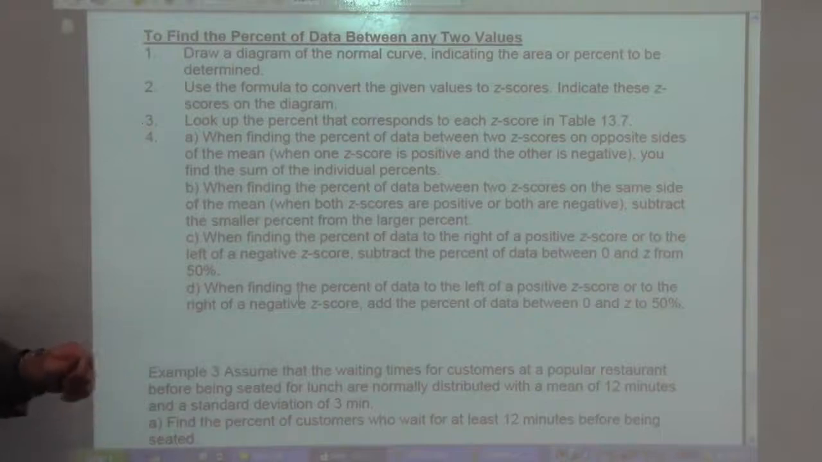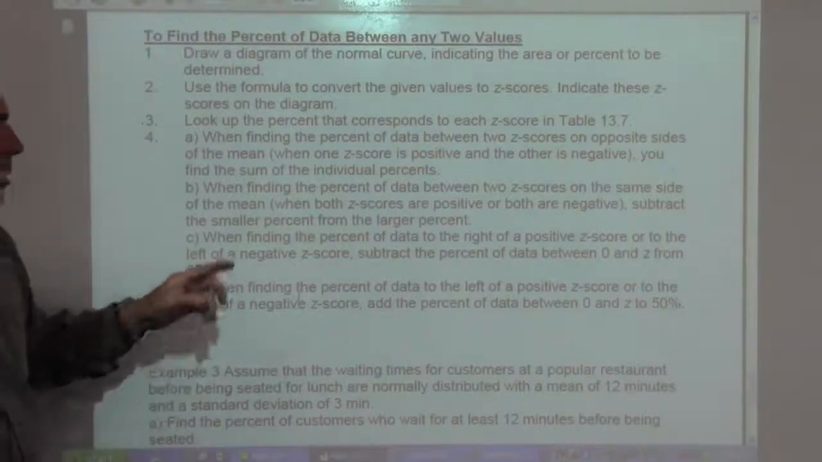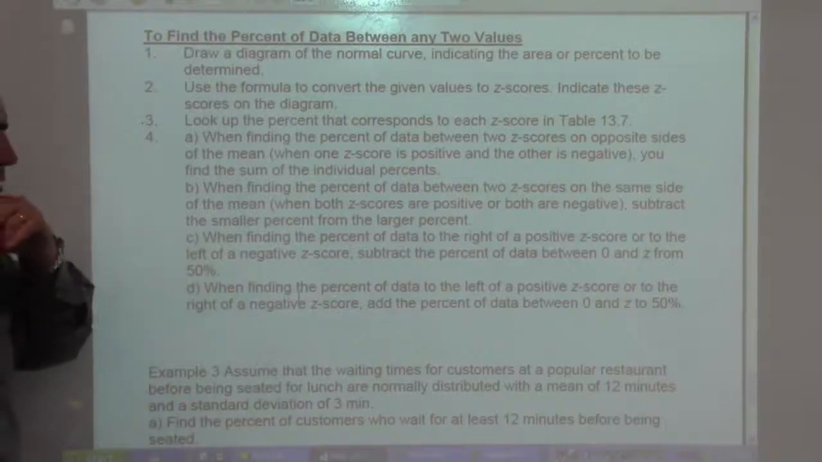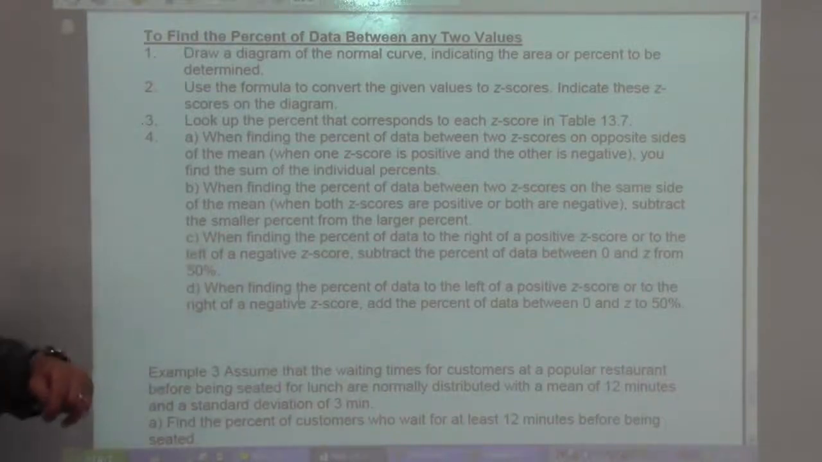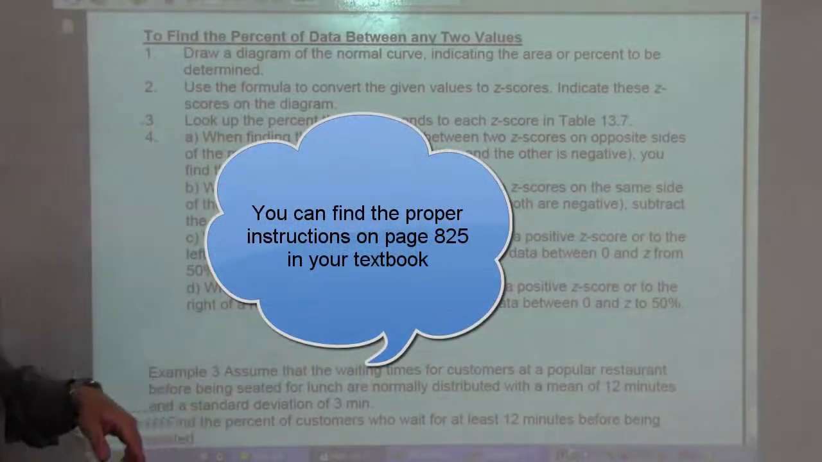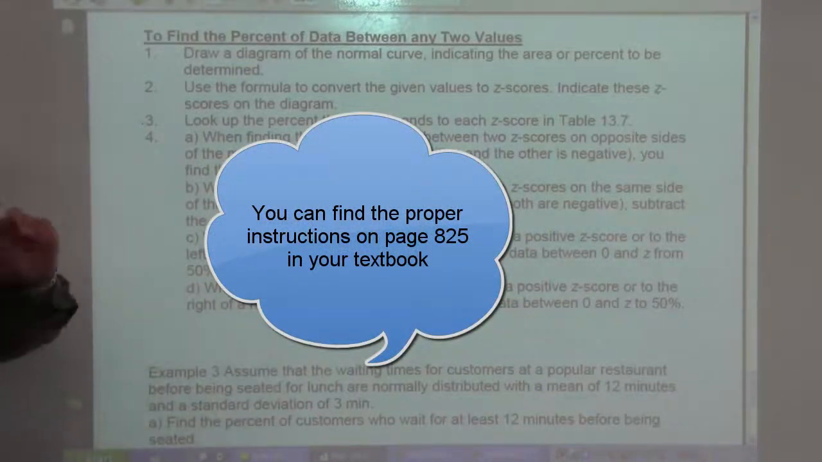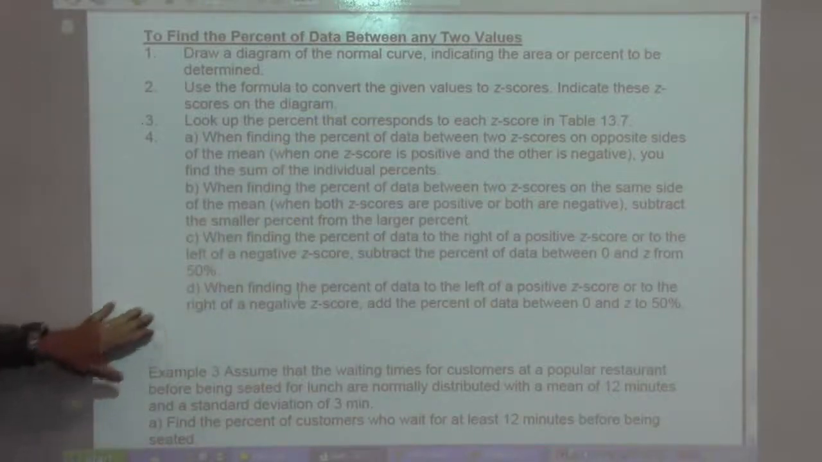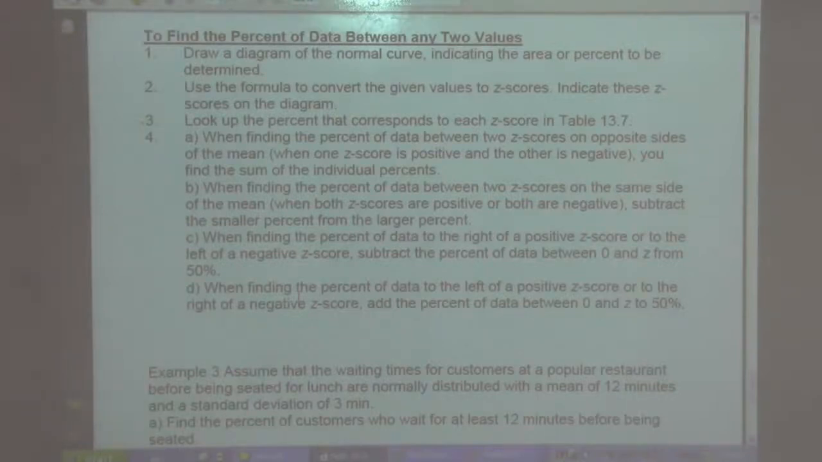Find the percent of data between two z-scores on the same side. Both z-scores are positive or negative. Subtract the smaller from the larger. So we're just doing subtraction. When finding the percent of data to the right of a positive z-score or the left of a negative, subtract the percent between 0 and z from 50%. The way these tables are working out, though, actually I think that instruction's wrong. I feel like we've been doing it differently. Okay, so let's go ahead and do this last example.